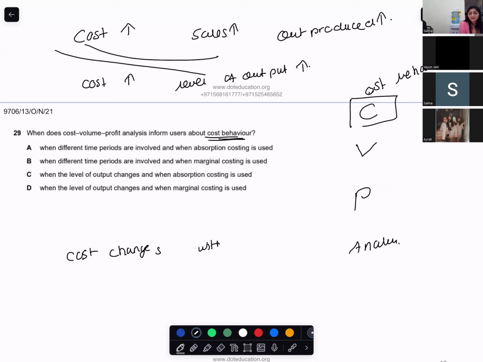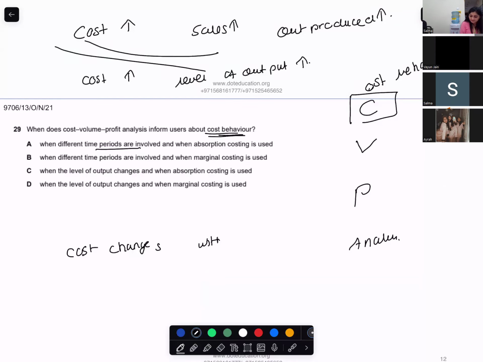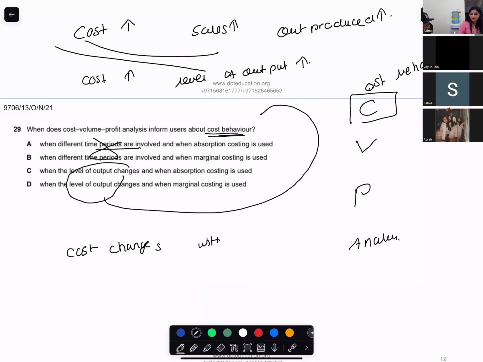So when does your CVP analysis inform the users about cost behavior? When you have different time periods involved? Time period has nothing to do with cost behavior. Now, when the level of output changes, your cost behavior would change. Are you with me? Yes. So when your level of output is changing, your cost behavior is changed.